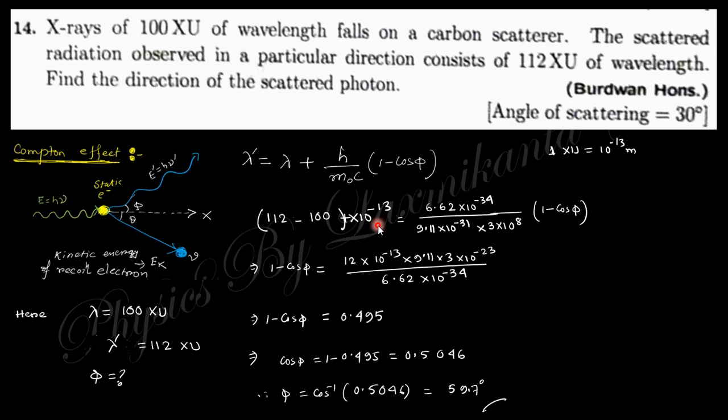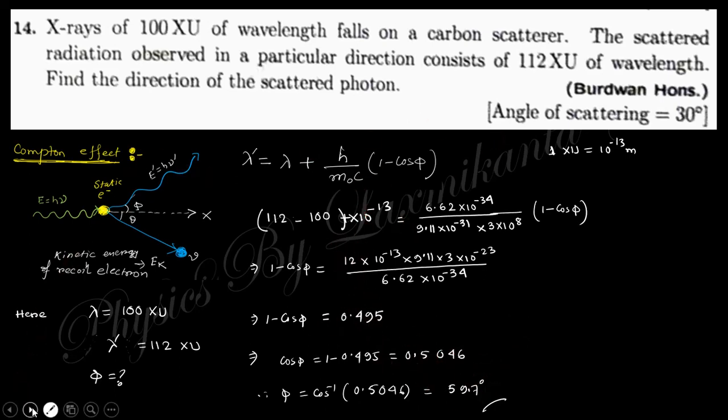minus 13, is this correct? Yes. Okay, no problem. So if you put in this value, and this is h, m naught is the mass of the electron, c is the speed of light. After putting in these values, you will get the phi value as 59.7 degrees. I did not get 30 degrees. I do not know what the problem is, but I get this value from this relation.